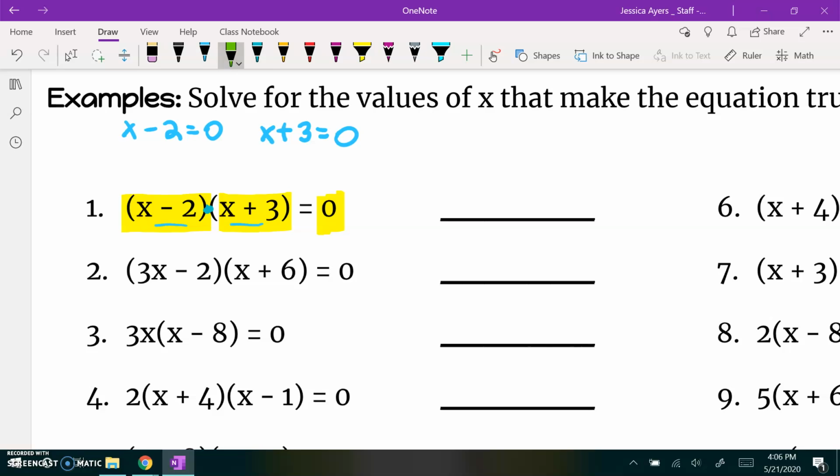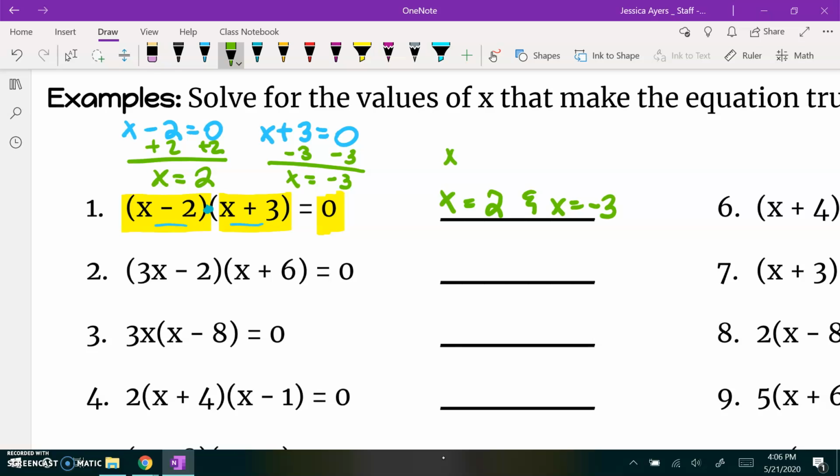and then solve. So for the first one, we add 2. We get x is equal to 2. For the second one, we minus 3. So we get x is equal to negative 3. So we have two answers. x is equal to 2 and x is equal to negative 3.